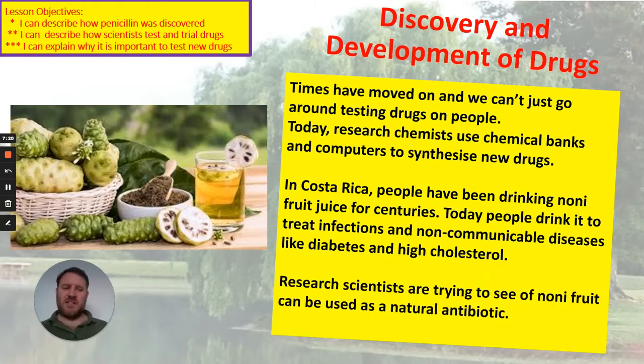So these research scientists are trying to find a way for that noni fruit to be used in a pill form that we could take as a natural antibiotic. Or maybe there's a way that they can synthesize, manufacture in a lab, the juice from a noni fruit. And there's an advantage to that. We don't want to grow lots and lots of noni fruit and then have to transport them and everything. If we can just make it in a lab anywhere in the world, then that would save a lot of time and a lot of money.